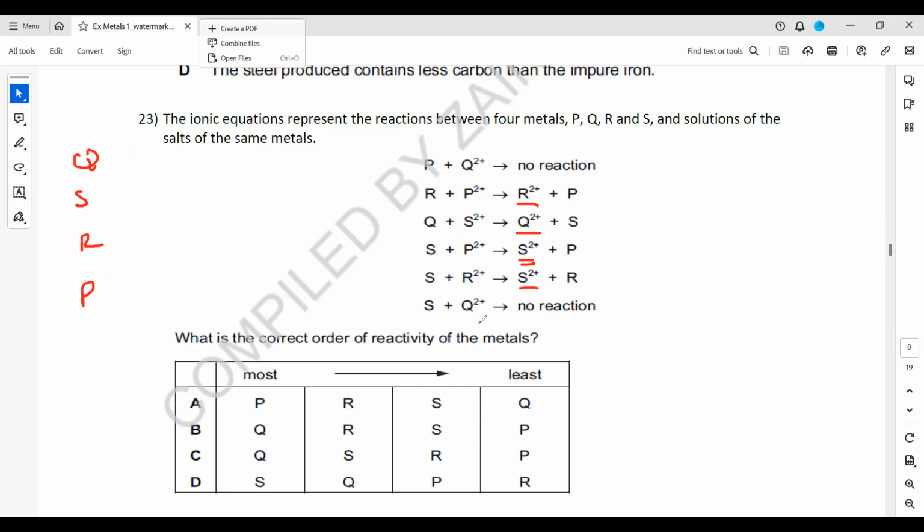And between S and Q, which is more reactive? Q is more reactive. So it will be Q S R P. Q S R P, so it matches with C.